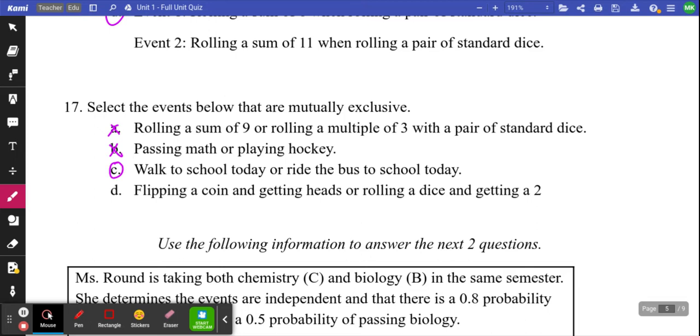And just to make sure we're right, D is flipping a coin, getting heads, or rolling a dice and getting a 2. It's definitely possible to do both those things at the same time. I could flip a coin and get heads, then I could roll a dice and get a 2.